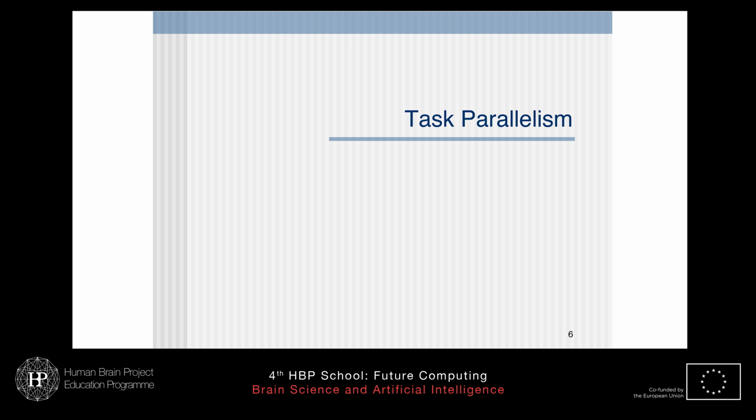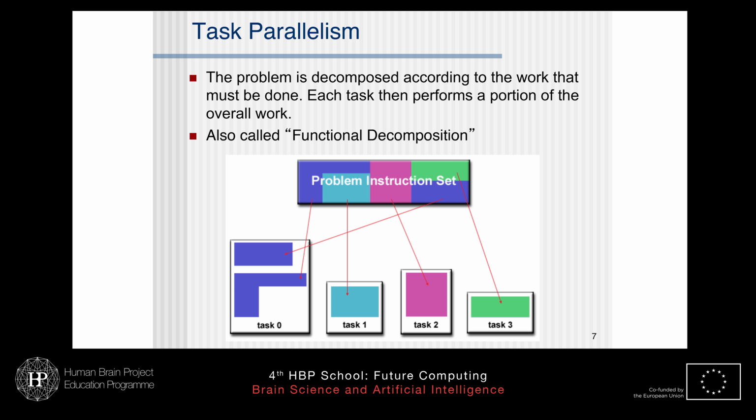The first technique is called task parallelism. The idea is that you decompose your problem into individual tasks, individual functions that you can then execute independently on the different resources that you have, right? So you take the whole problem instruction set and then you divide it into different tasks and you map those tasks to different processes. So a task is similar to a function, yeah? And that's why we also call this functional decomposition.